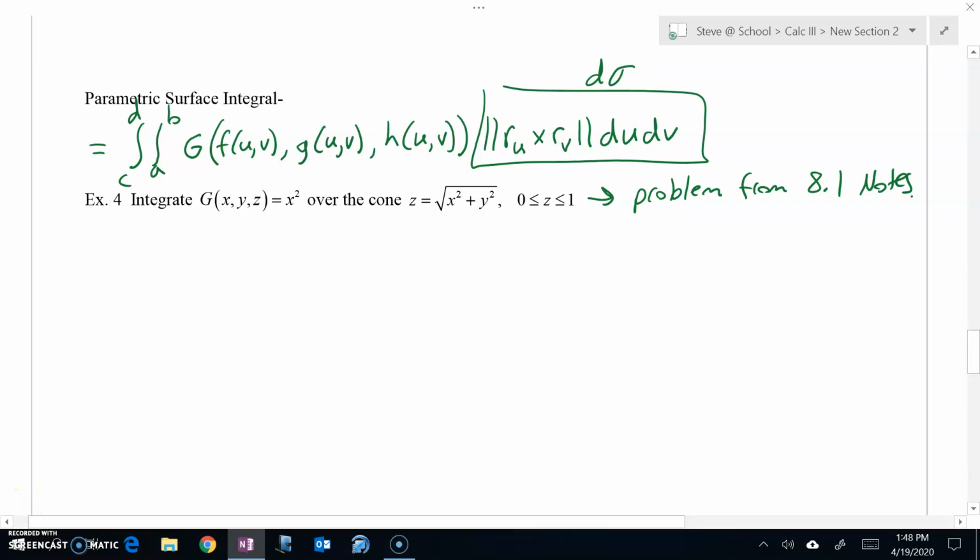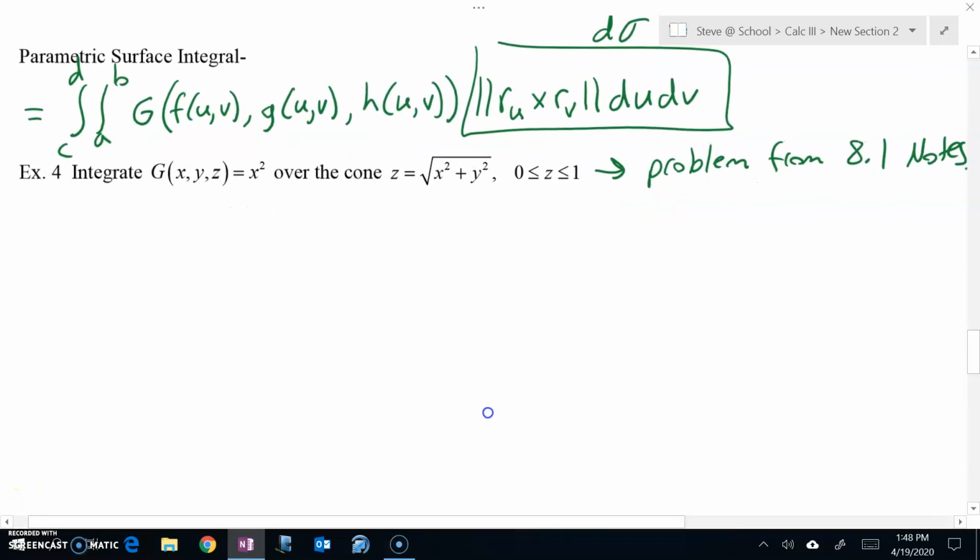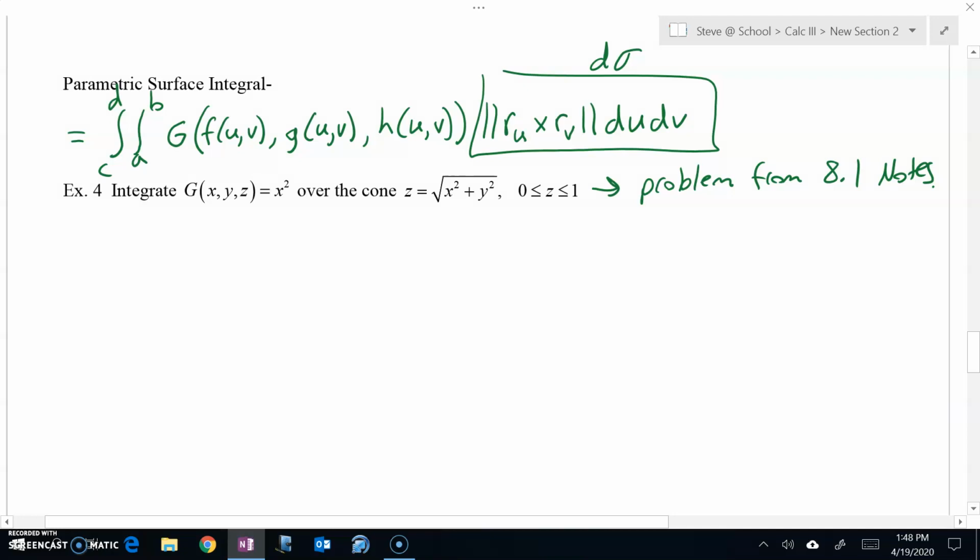Alright, Calc 3, this is the second part of those 8.2 notes. We were doing surface integrals, so we're going to do those with parametric now. Last video we did it with implicit, so you had to do all the stuff for d sigma, n, and all that. So n is just the gradient over its magnitude, and then d sigma was what it was before: the magnitude over the dot product of gradient of f and p.